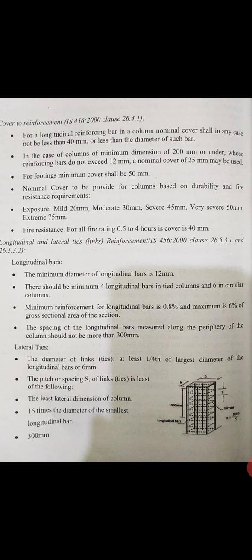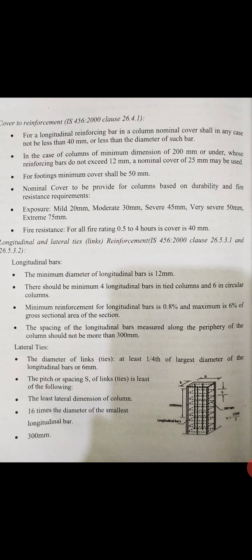Nominal cover to be provided for columns is based on the durability and the fire resistance requirements. Exposure: mild 20 mm, moderate 30 mm, severe 45 mm, very severe 50 mm, extreme 75 mm. Fire resistance: for all fire ratings from 0.5 to 4 hours, the cover is 40 mm.